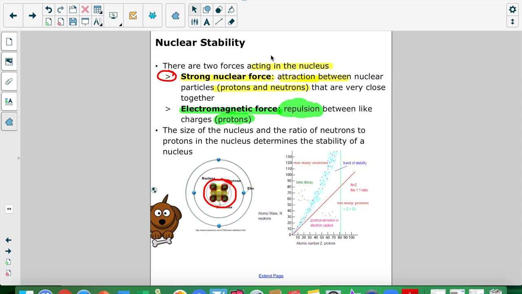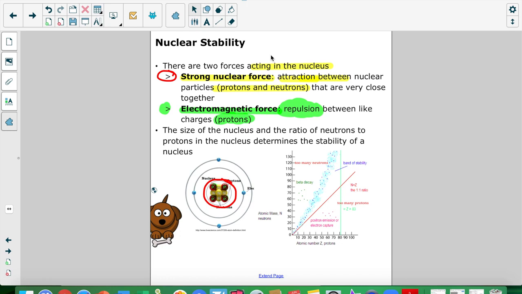So the strong nuclear force and the electromagnetic force are forces that are opposite. So in order to keep the atom together, those 2 forces must be balanced. Okay, keep that in mind, because if they're not balanced, if the electromagnetic force is higher than the strong nuclear force, the atom's nucleus is going to fall apart.